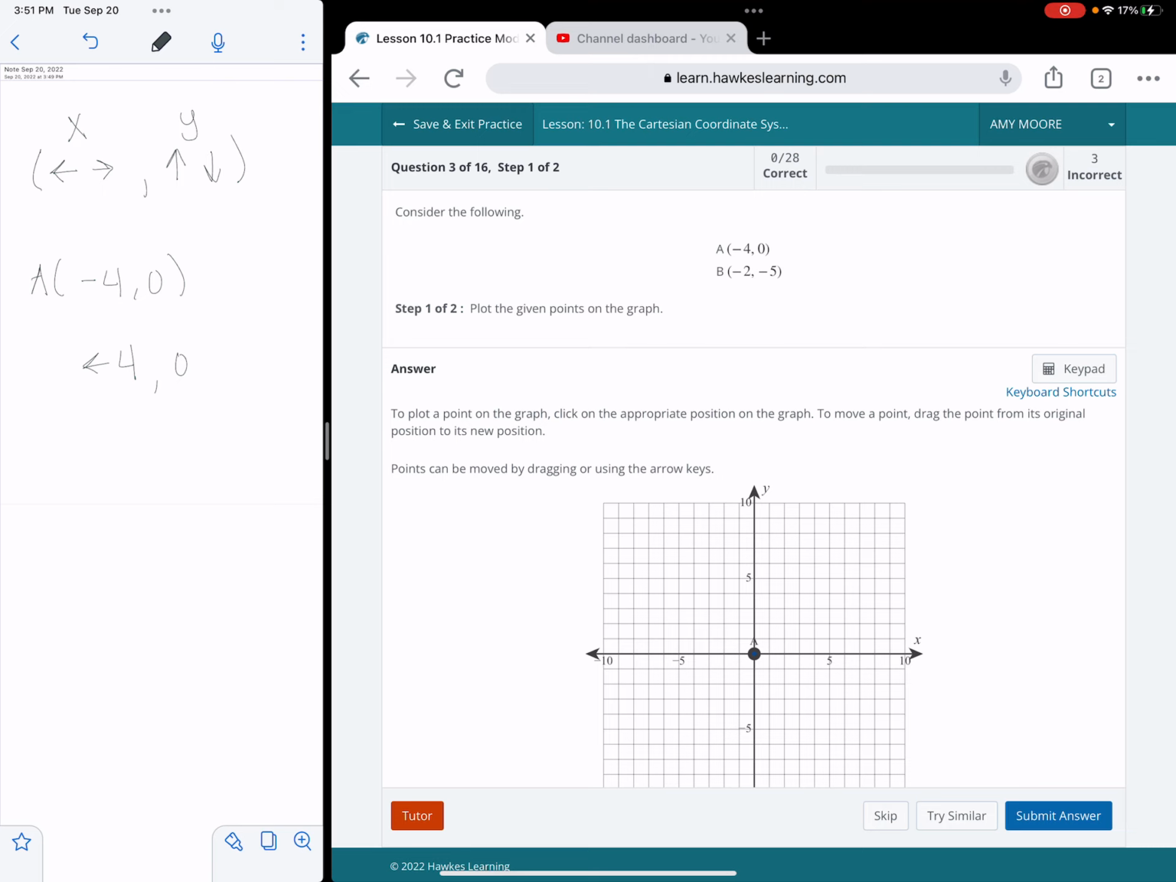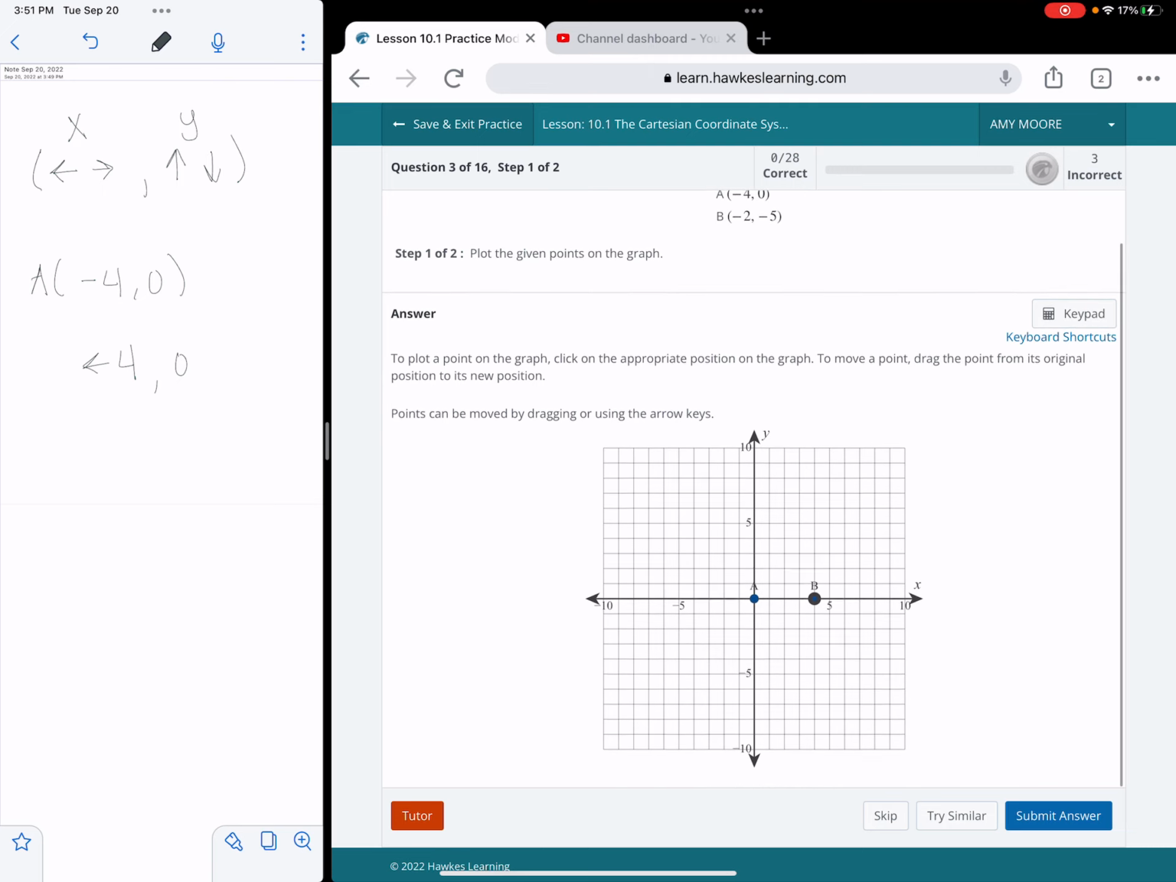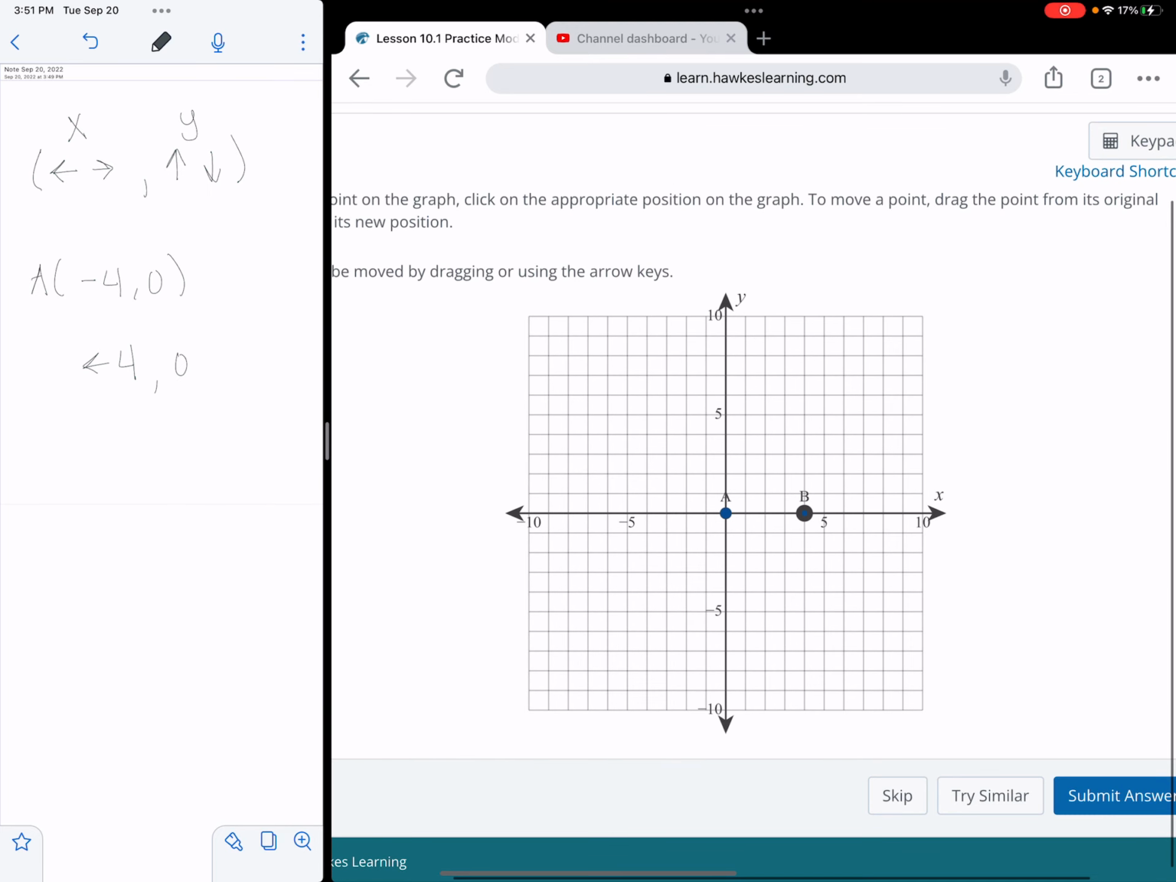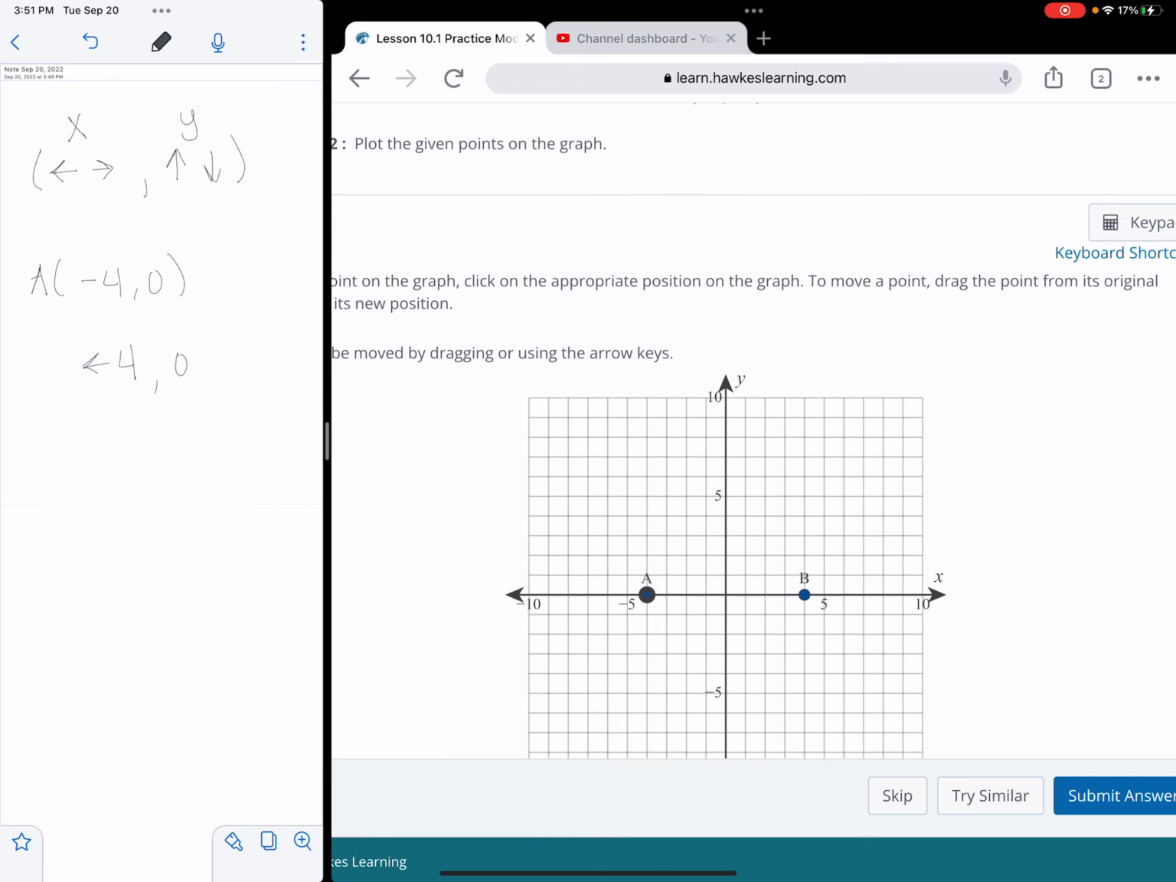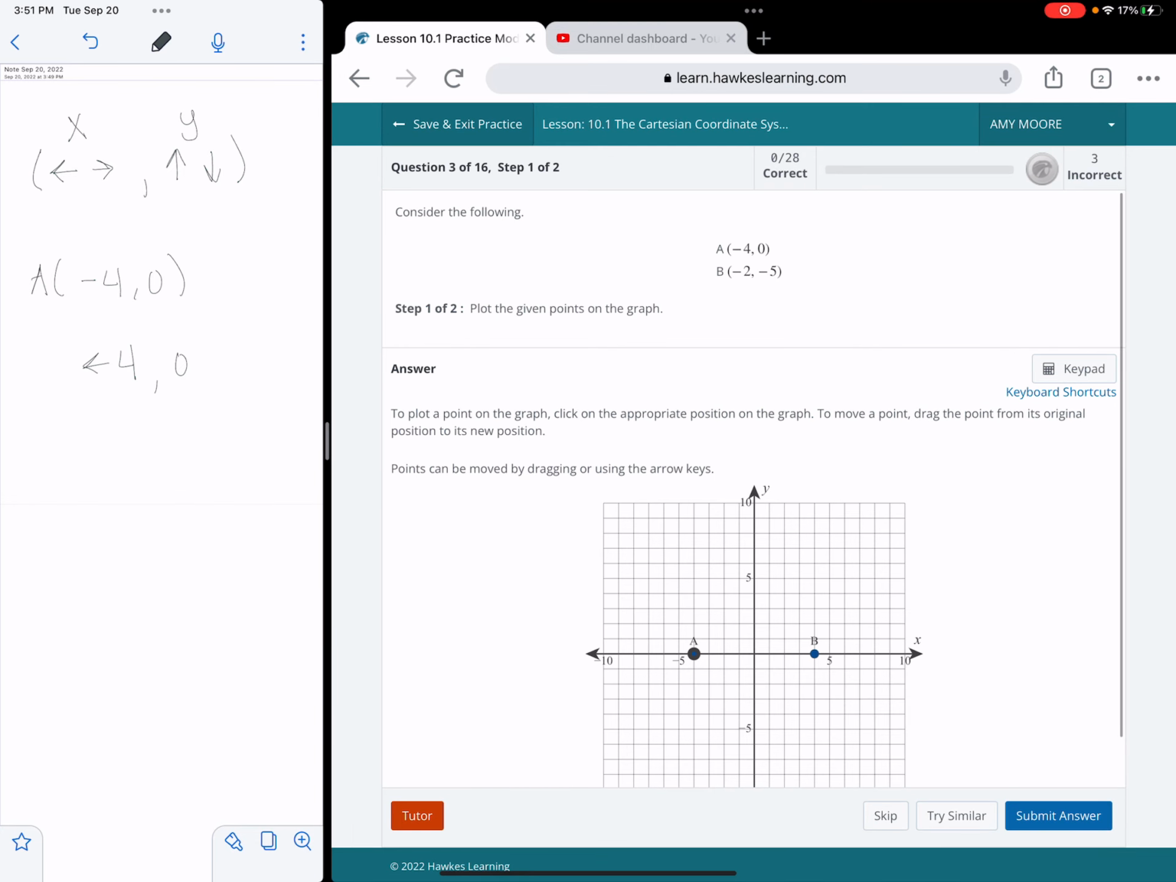And how we do this in Hawks is, you can see I've got these two general points on the screen. What you're going to do is hold down your mouse, and that's going to allow you to move these points around. Notice how the dot turned red. That means that I am able to move it. So for (-4, 0), I'm going to go left 4, up, down 0. Now, make sure that the A they've said up on the top, (-4, 0), corresponds with the A down below the physical point, the dot.